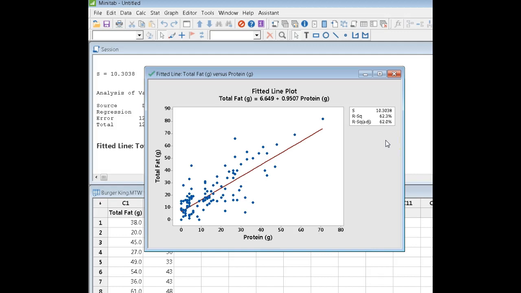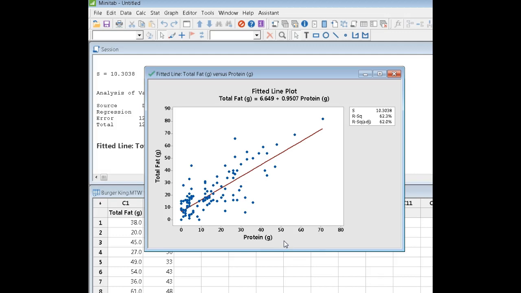Now, what does that really mean? R-squared, by the way, is referred to as the coefficient of determination. It tells us that 62.3% of the variation in the total fat is explained by the amount of protein in the food item. So 62.3% of total fat can be explained by the amount of protein in the item.